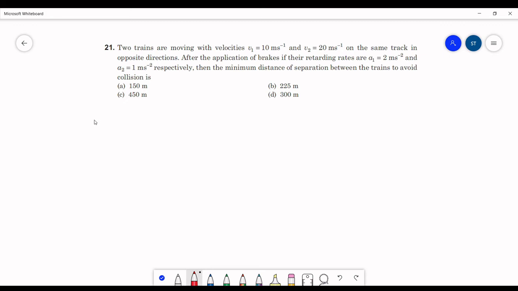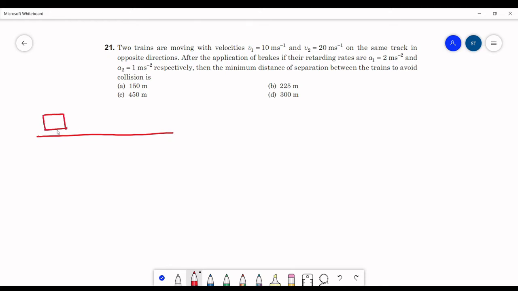So in this question it is given that two trains are moving with velocities v1 equals 10 meters per second and v2 equals 20 meters per second on the same track in opposite directions. After the application of brakes, if the retarding rates are a1 equals 2 meters per second square and a2 equals 1 meter per second square respectively, then the minimum distance of separation between the trains to avoid the collision is. So here both the trains are moving in opposite direction.